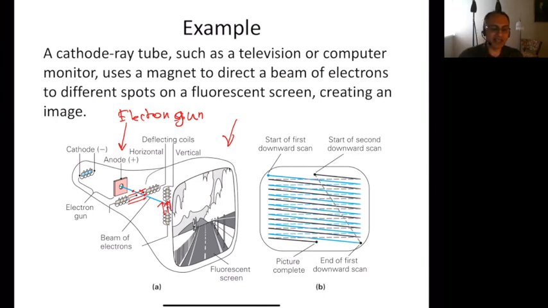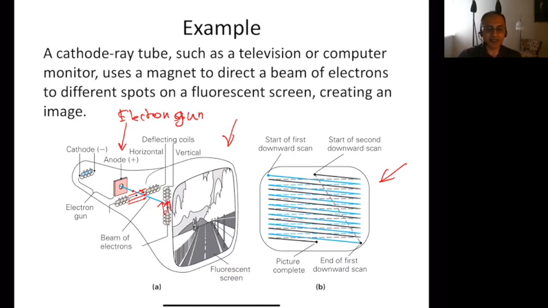And so by varying these magnetic fields, you could deflect each individual electron to where it needs to go on the screen, and that way you could create the picture on the screen. That makes sense to all of you? So that is how TVs and cathode ray tube monitors worked in the very old days.